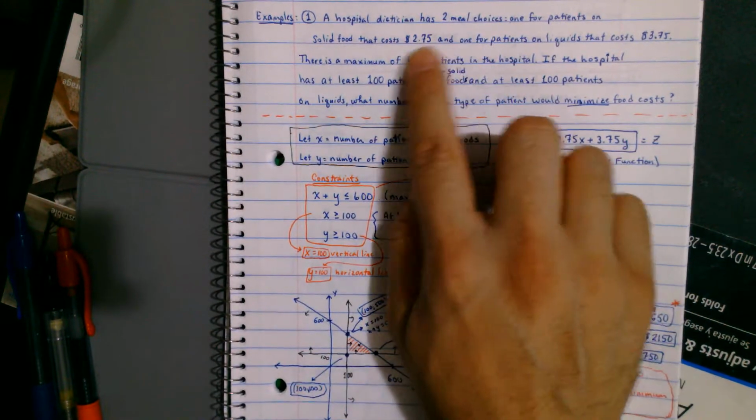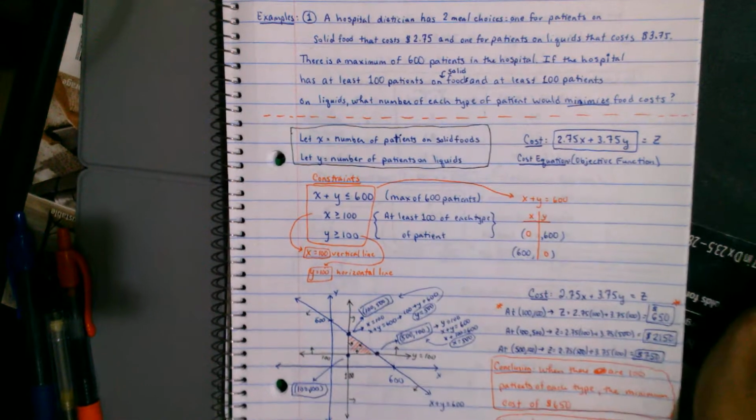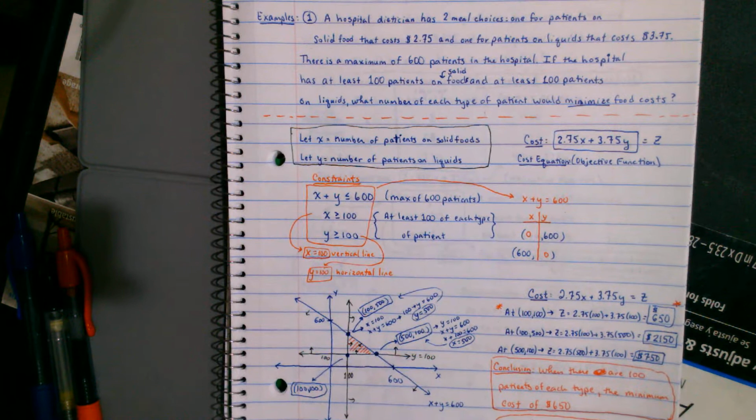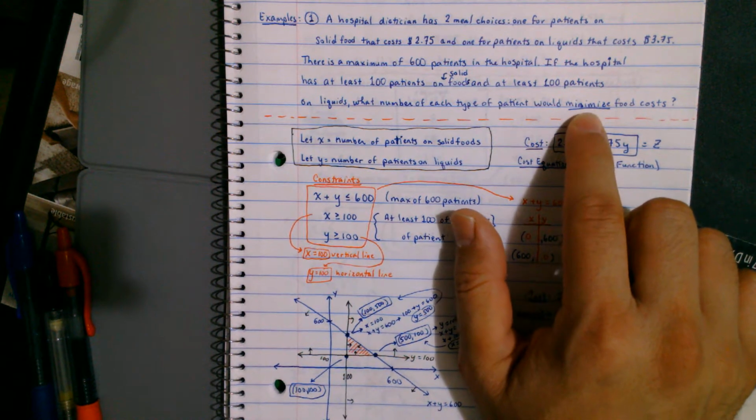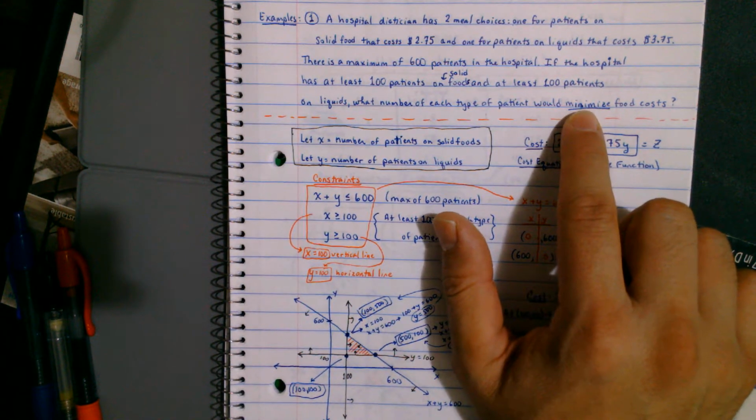So here's a couple of word problems I'm going to talk to you about here. A hospital dietitian has two meal choices. One for patients on solid food that costs $2.75, and one for patients on liquids that costs $3.75. There is a maximum of 600 patients in the hospital. If the hospital has at least 100 patients on solid food and at least 100 patients on liquid, what number of each type of patient would minimize the food cost? So this is a minimization problem. So optimization, but this one's going to look for the minimum.